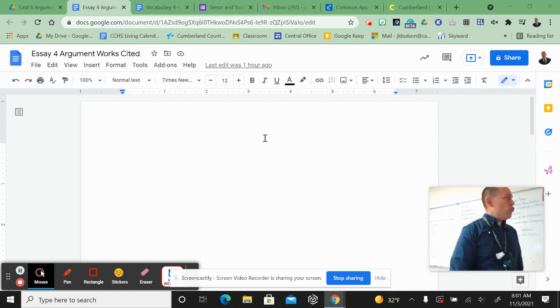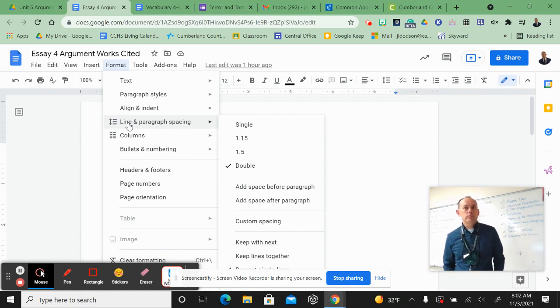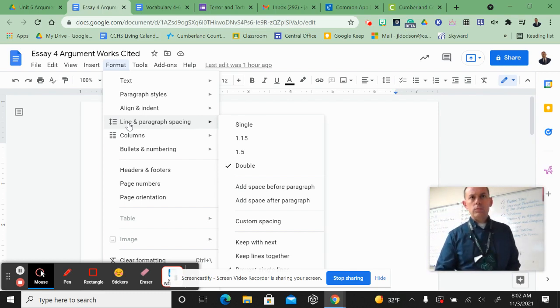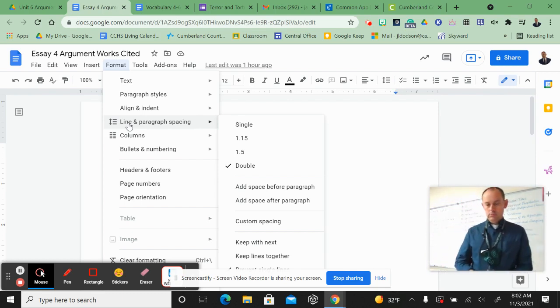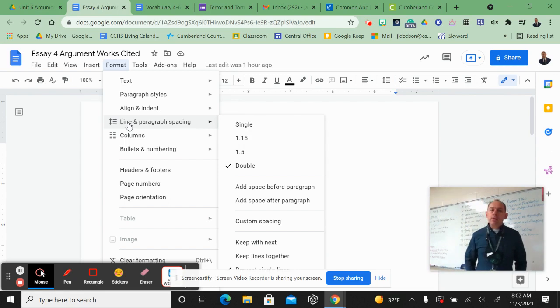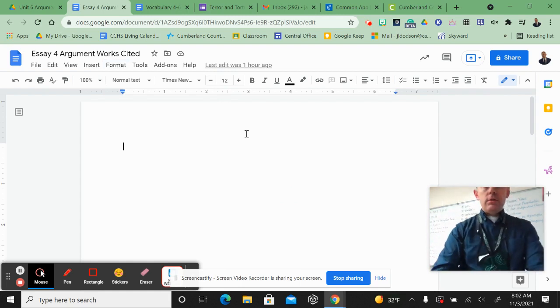Okay, when you get that Google Doc launched, label it as essay 4. Make sure you're on Times New Roman 12 point and that you are on double line spacing. Okay, once you get that doc launched, you can go ahead and start with your setup.